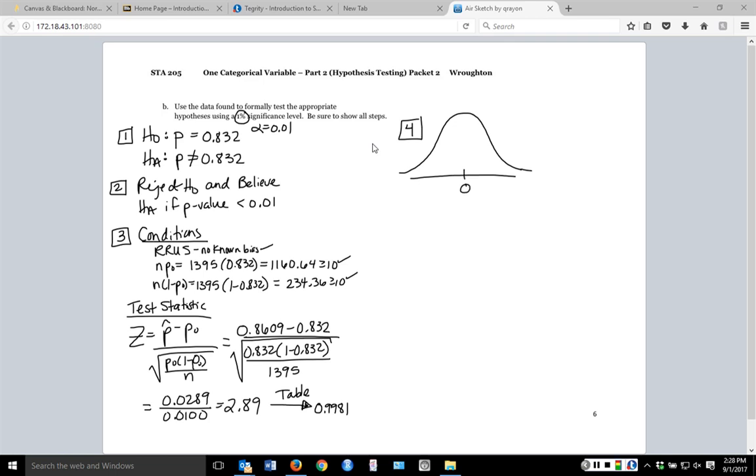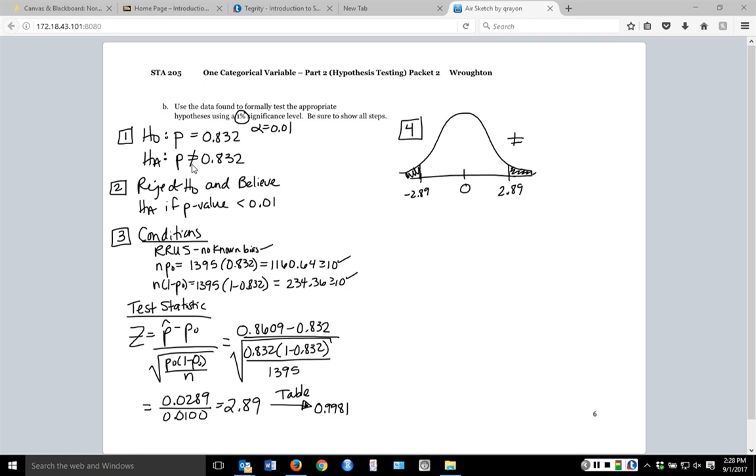Now in step 4, where we're actually calculating our p-value, I always start with my picture, which is based upon z, which is set at 0. Take our number we just found, that's 2.89, and then based upon my alternative hypothesis, figure out which way to shade. So this is a two-tailed test. I'm going to have everything to the right of 2.89 shaded, and everything to the left of negative 2.89 shaded.